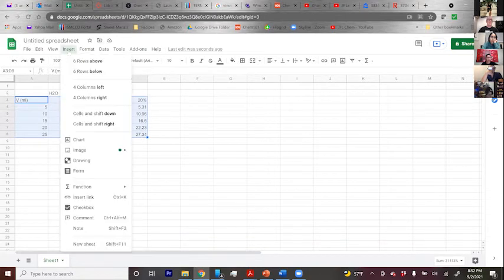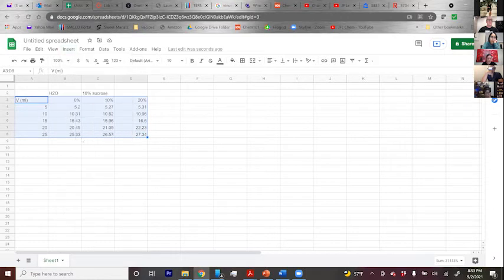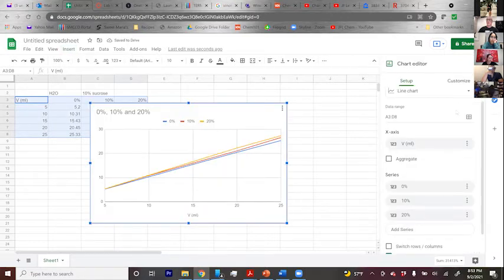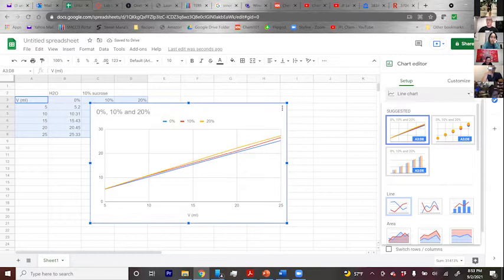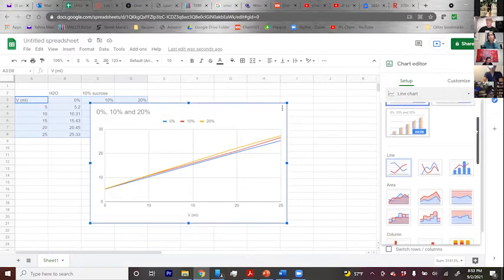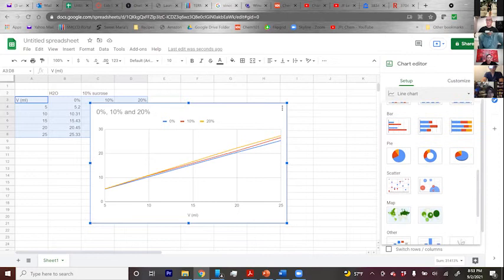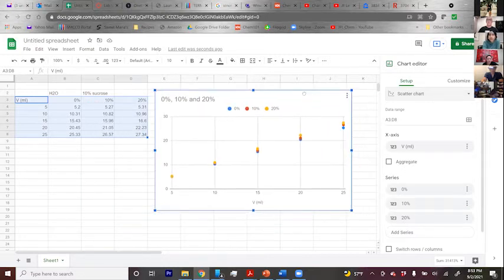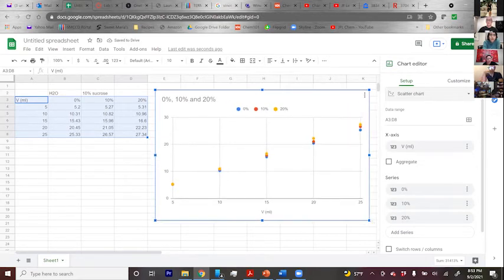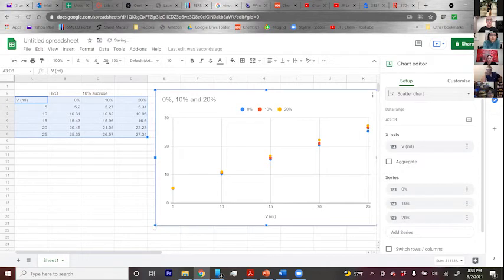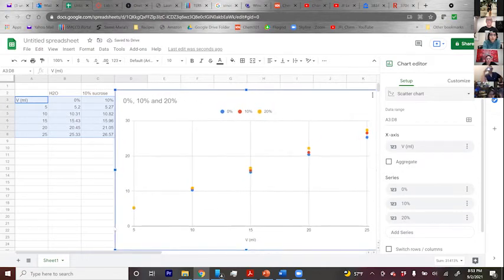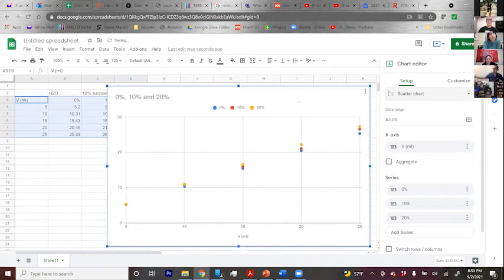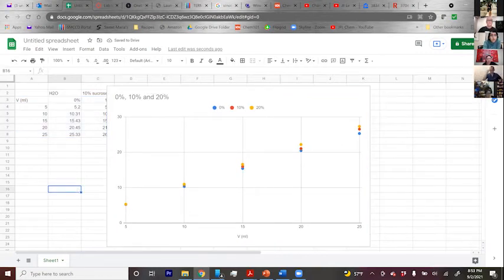I come down to insert, if you remember, chart. And what kind of chart do you want? A line chart? I do not want a line chart. I want a scatter plot. Down there, that's what I want. Okay. I'm going to move it over here. And I can also make it a little bit bigger so I can see it a little easier. There we go. So I can see the points a little bit better. All right, there we go.